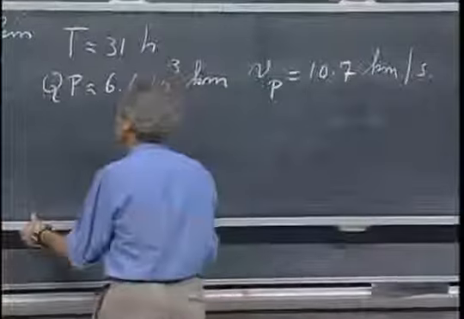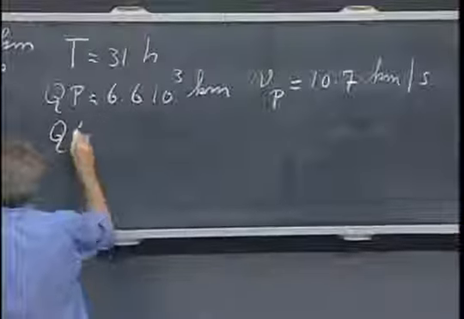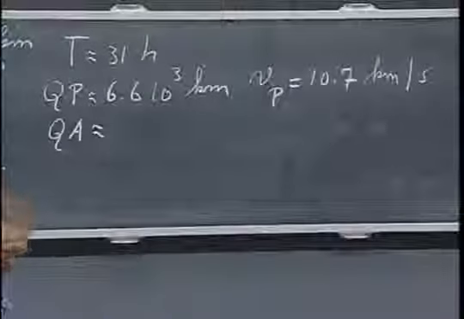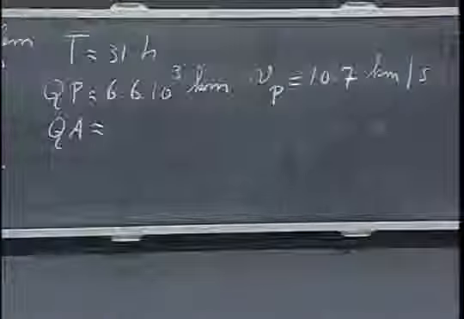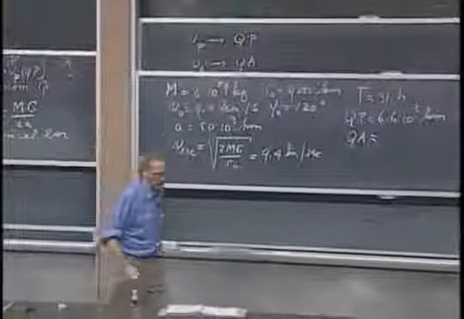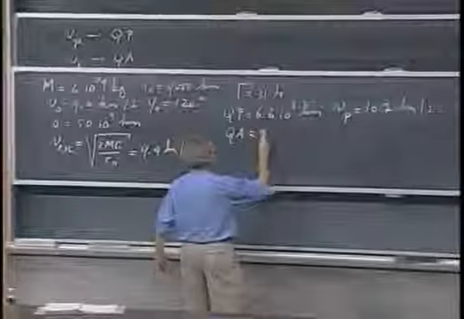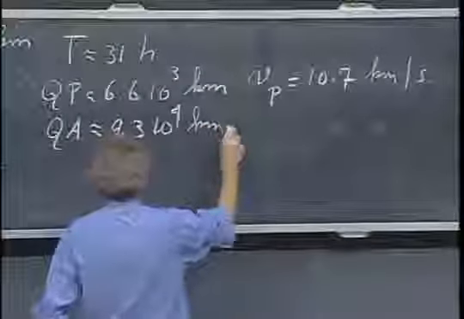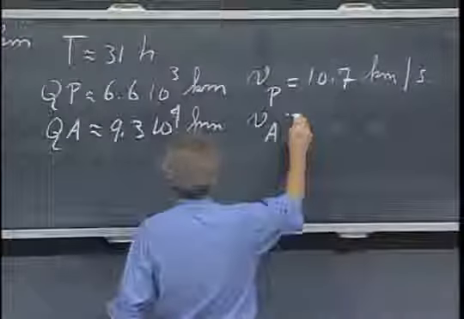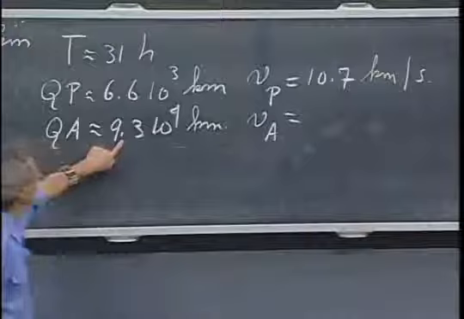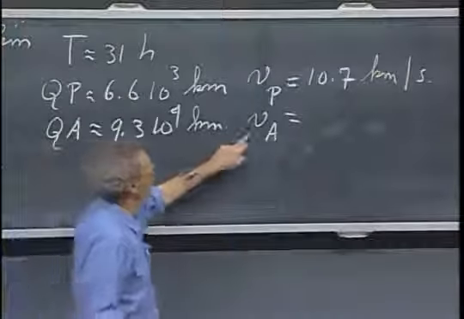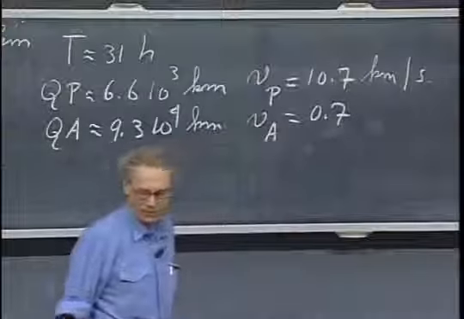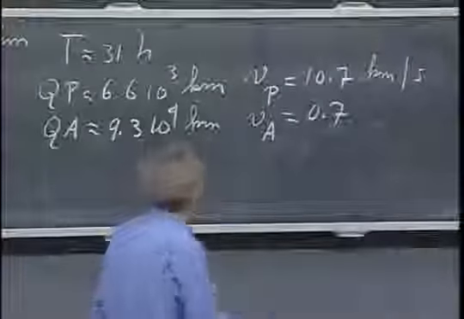My second solution then is that QA turns out to be huge. No surprise, because we know that the semi-major axis is 50,000 kilometers. We find 9.3 times 10 to the 4 kilometers. And we find for v of a, this value is 14 times larger than this one, and so the velocity will be 14 times smaller. I think it's 0.75 kilometers per second. Yes, that's what it is.